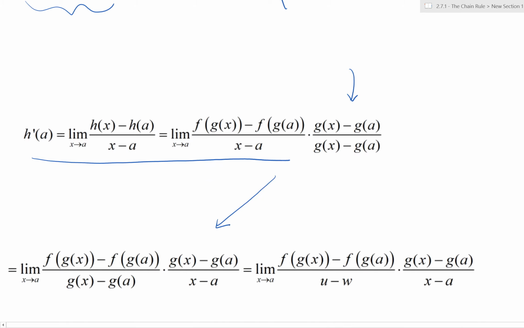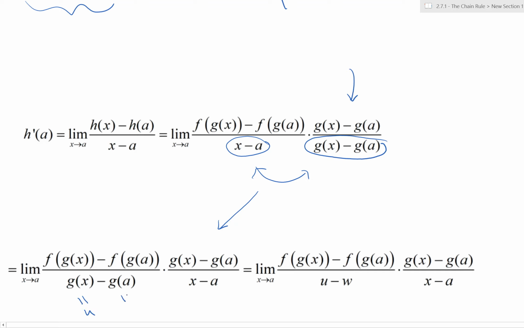And then, remember, we were calling g of x equal to u and g of a equal to w. So then I just replace both of these in terms of u and w, like so. So that's where we're at. This derivative, h prime of a, is equal to this stuff where we're at.